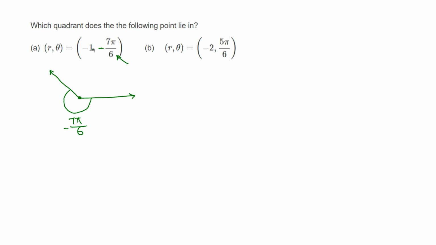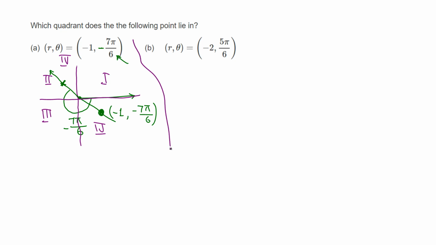Now 1 means from here we go 1 unit. It could be anywhere, 1 unit. But the negative means we have to go backward. So the exact point will be the other way, so here. So this point is in fact negative 1, negative 7 pi over 6. And if we do the quadrants here, this will be first, second quadrant, third, fourth. So the same answer as before, fourth. So this point lies in the fourth quadrant.